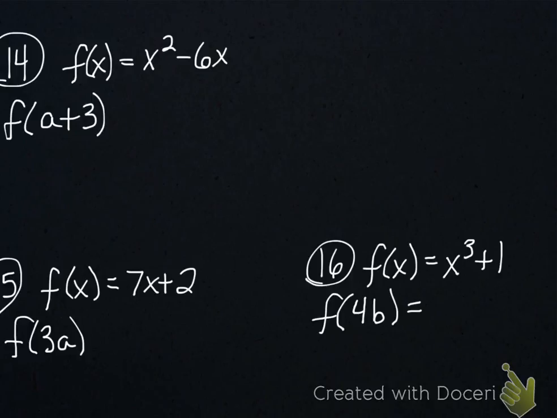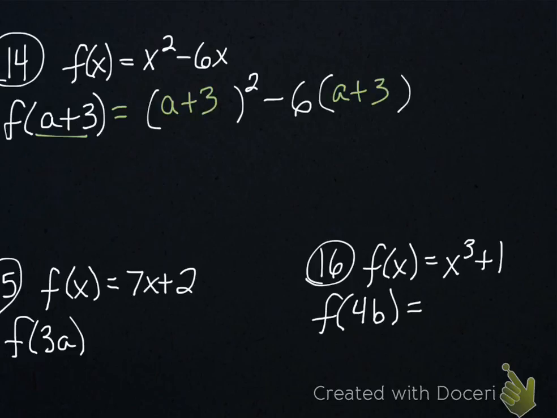Number 14. I have a quadratic equation. What am I plugging in? Wow, a plus 3. That's going to be tricky. Not really. Let's write it out. I have something squared minus 6 times the something. Now let's plug it in. A plus 3 and a plus 3.